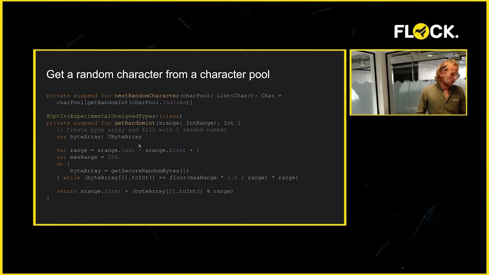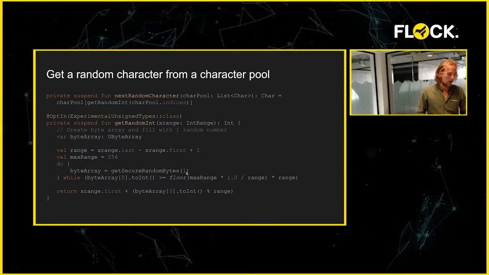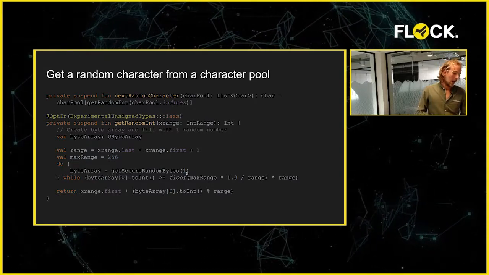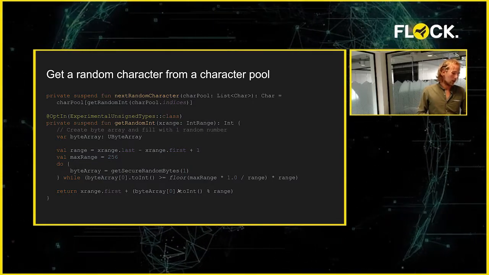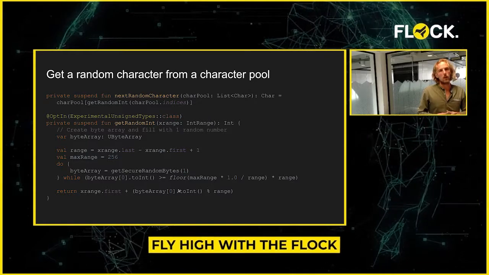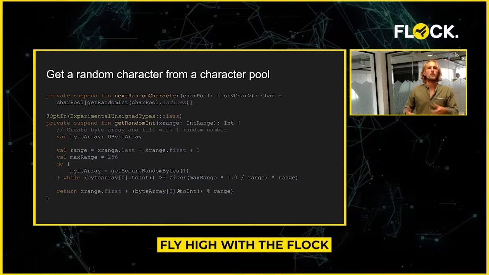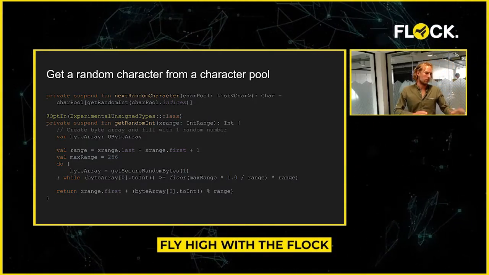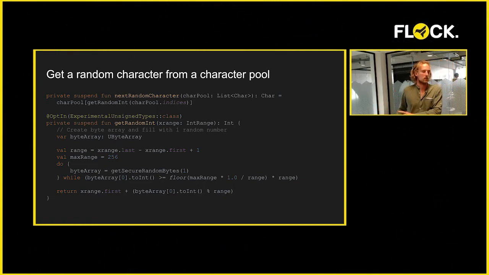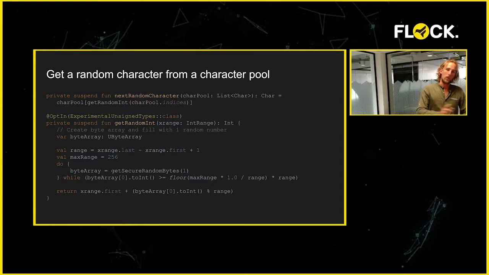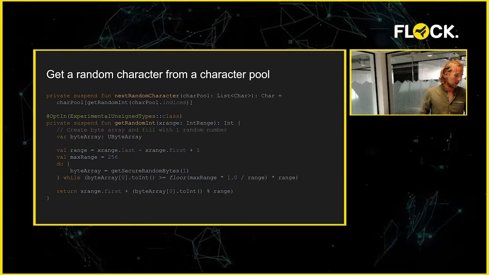I'm not going to go into detail, but essentially what this is doing is saying I want to get a secure random byte from somewhere, and I want to do that until I make sure that the byte I get back is nicely distributed over the range that I'm requesting it for. We could go into detail about this, but that's not the point I'm trying to make during this presentation. We can come back to this in the questionnaire at the end.